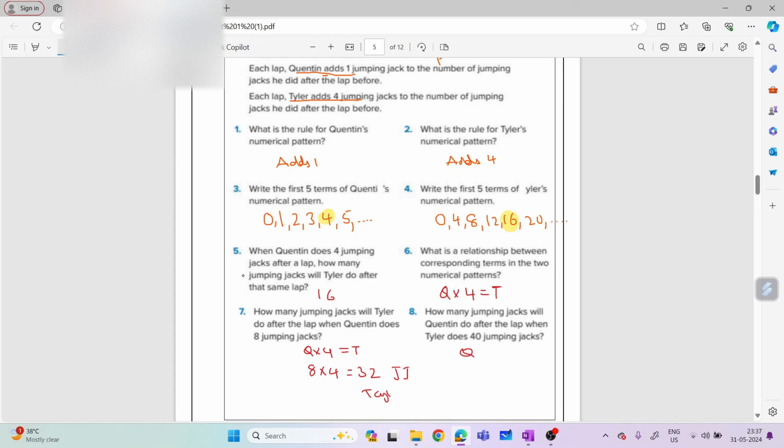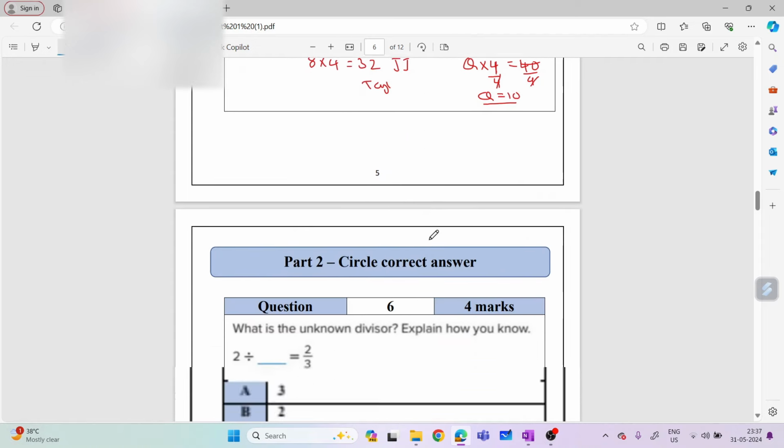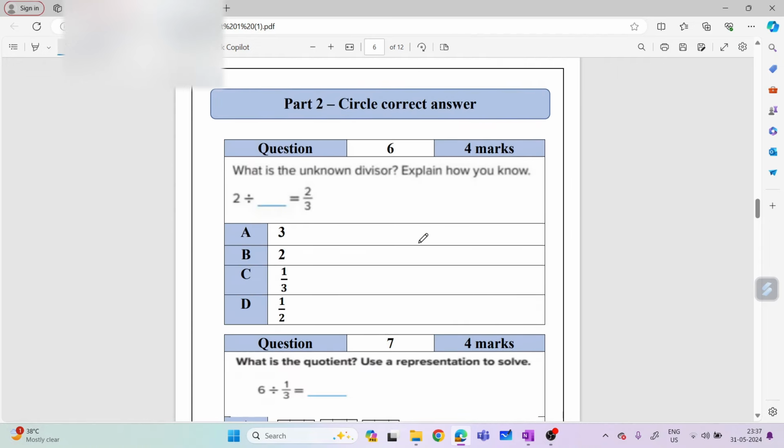Next, what is the formula we derived? Q times 4 is T. So, how many jumping jacks will Quinton do? Because we don't know about Quinton, when Tyler does 40. So, dividing by 4 on both sides, the 4s get cancelled, and 4 tens are 40. When Quinton does 10, Tyler will do 40. If Tyler does 40, Quinton does 10. That's it. Very simple. Now part 2.